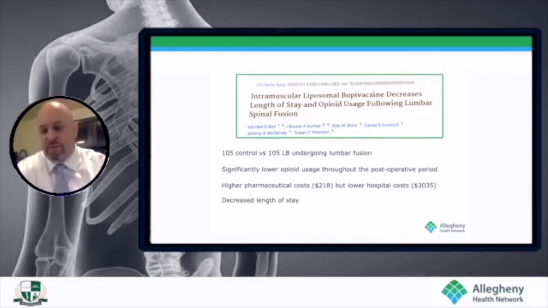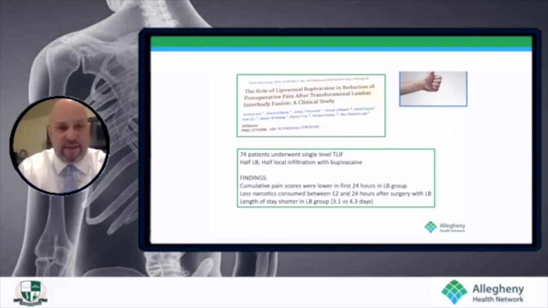This study, I believe also from Illinois, had 105 patients in the control group and 105 in the Exparel group who underwent lumbar fusion. They found significantly lower opioid usage in the post-op period in the Exparel group. Although that group had higher pharmaceutical costs, they were more than offset by lower hospital costs, on the order of $3,000, due to decreased length of stay.